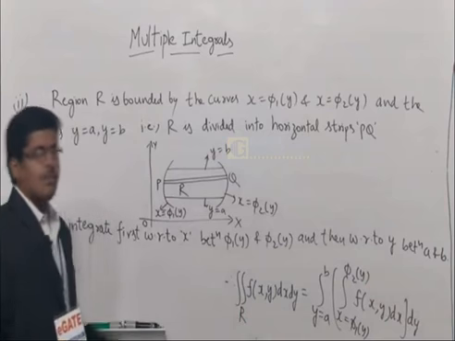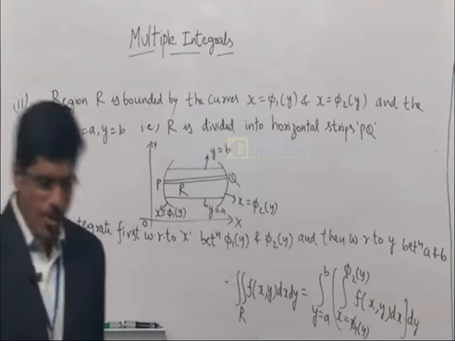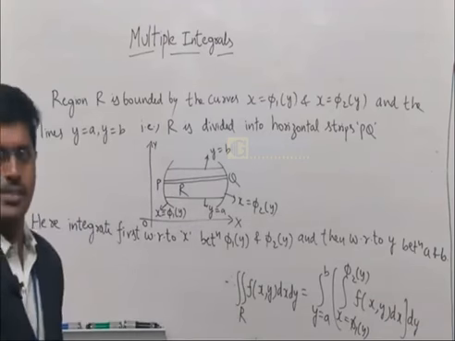Always integrate first with respect to a variable having variable limits and then with respect to a variable having constant limits. This is the order of preference of integration.